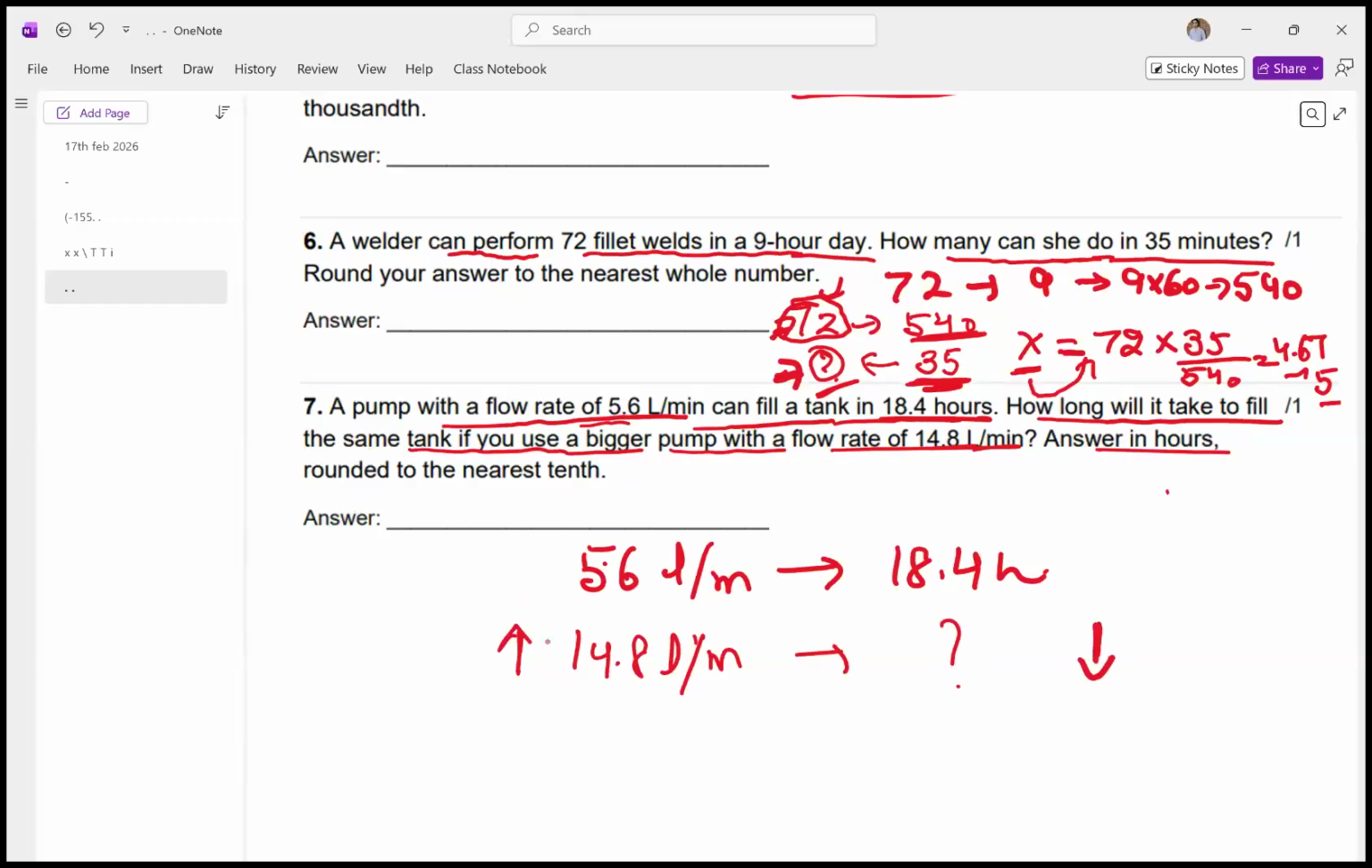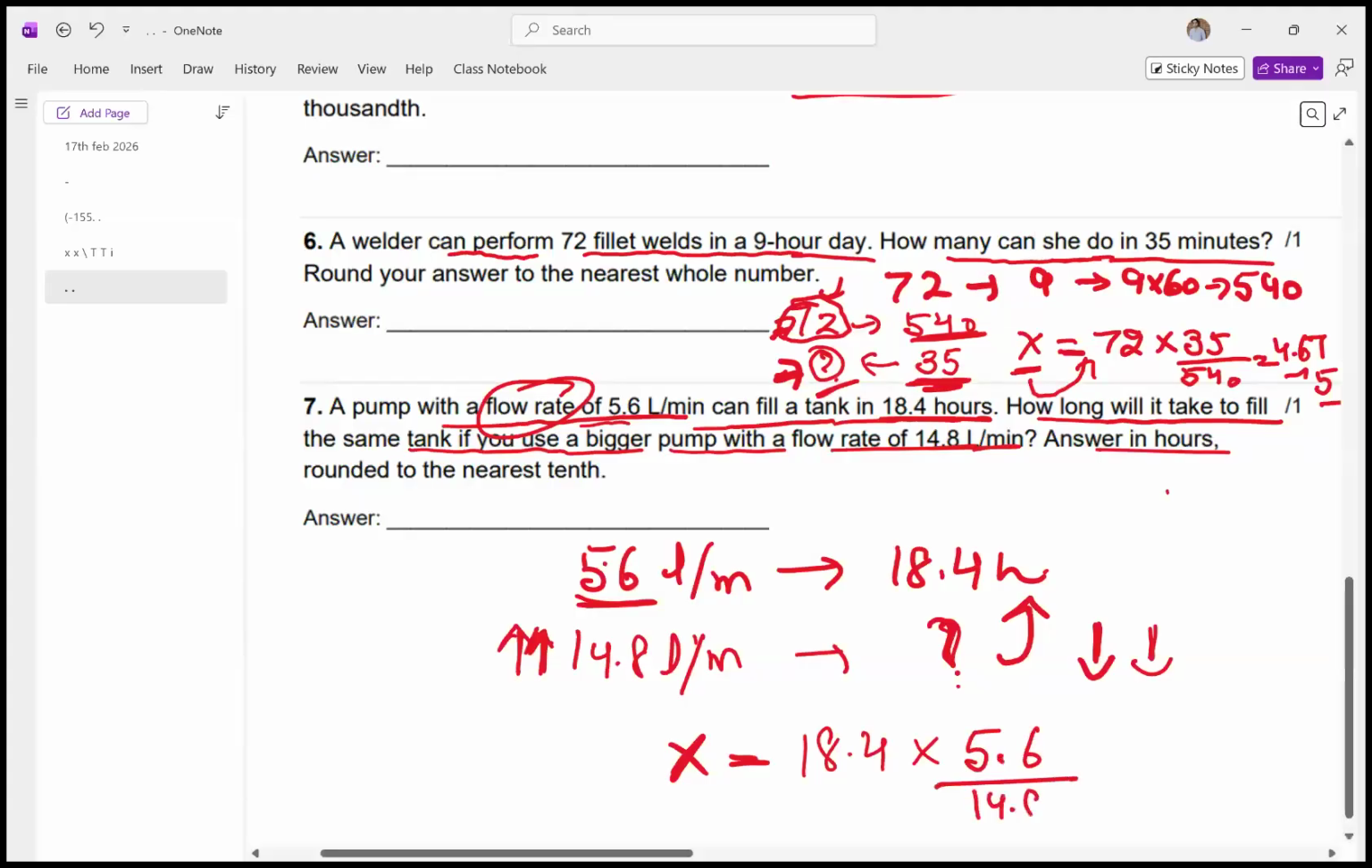So if the flow rate is increasing, time is reducing, so that's an indirect proportion. So let's write down what is missing. Time is missing, x. So correspond to the time, I will write the time value first, 18.4. I'll ask myself, do I want to increase this number or reduce this number? I want to reduce this number. So I will write 5.6 on top and 14.8 on the bottom. If I want to reduce any number, write the smaller number on top, bigger number on the bottom. So that's going to give you 7 hours.